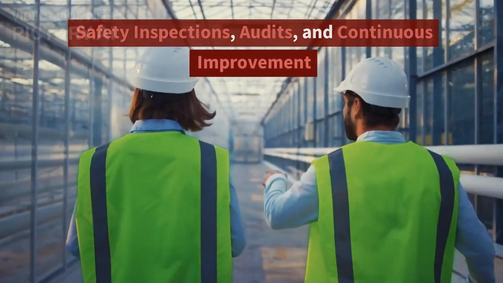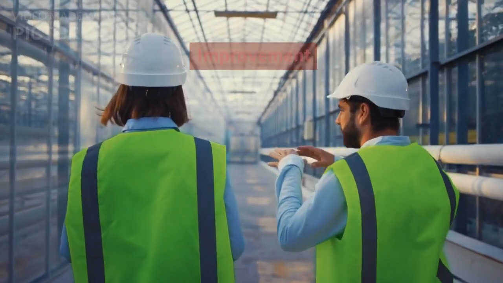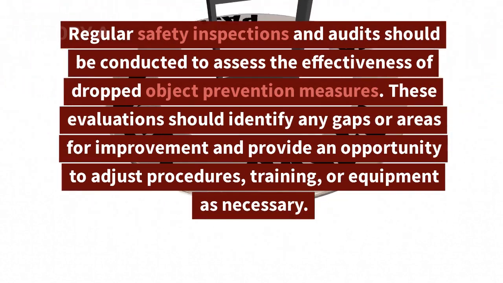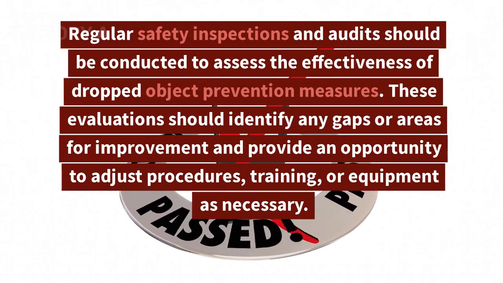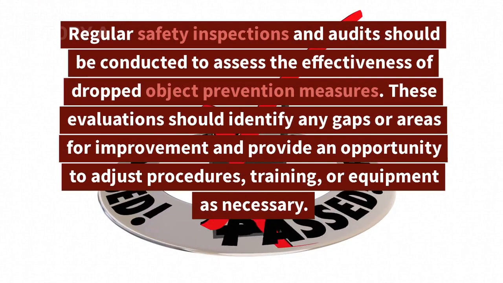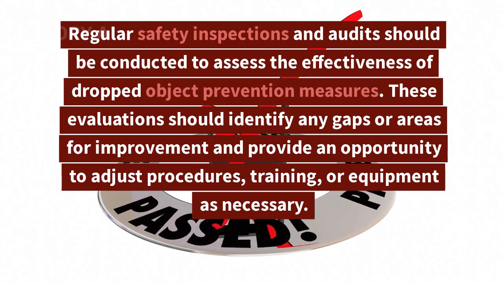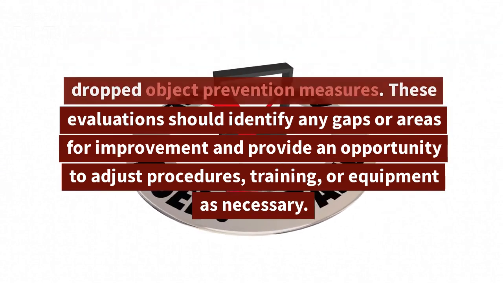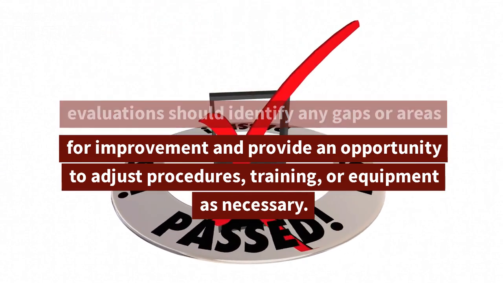Safety inspections, audits, and continuous improvement. Regular safety inspections and audits should be conducted to assess the effectiveness of dropped object prevention measures. These evaluations should identify any gaps or areas for improvement and provide an opportunity to adjust procedures, training, or equipment as necessary.